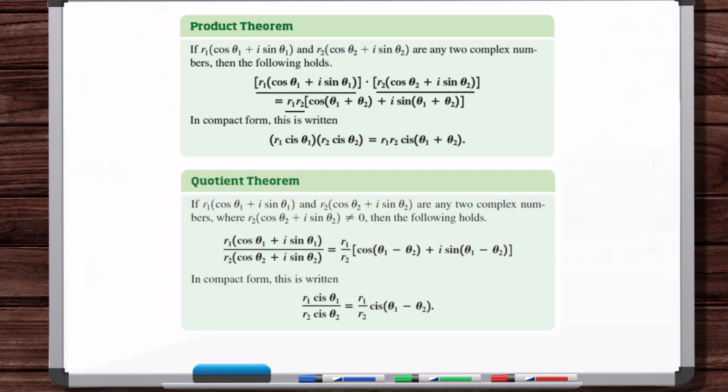What about dividing in polar form? Well, all you're going to do is divide the two radiuses and subtract the two angles. That's pretty easy as well. What about powers of complex numbers? Like if we wanted to find a plus bi to the fifth power.